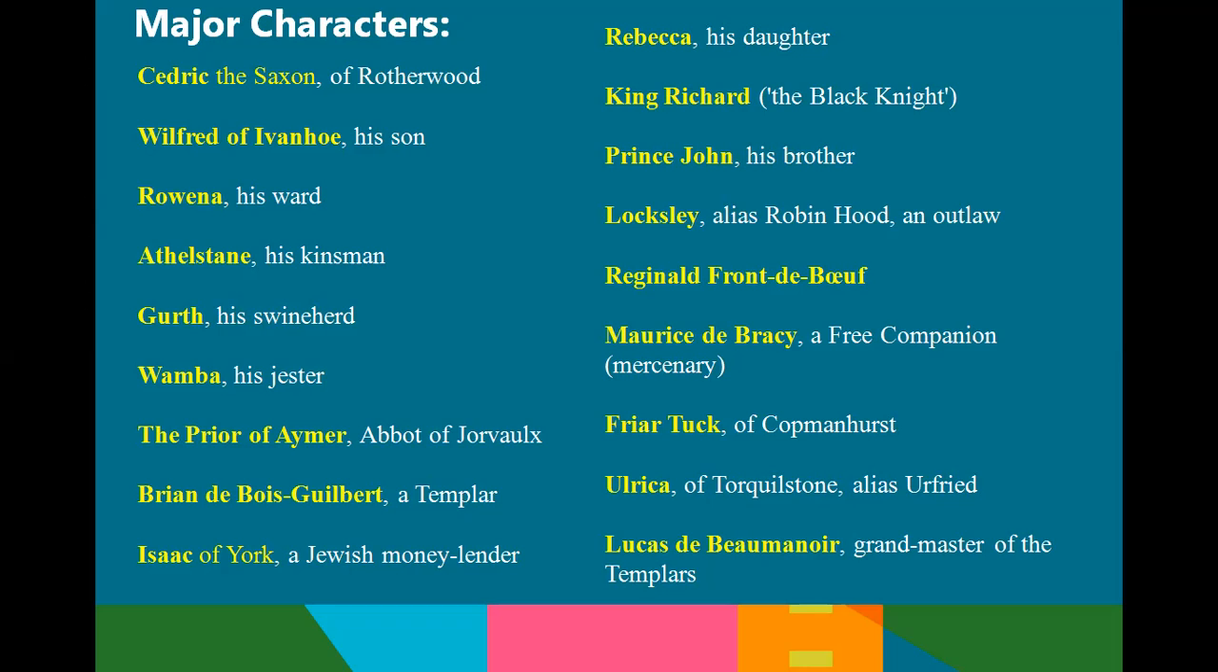Okay. The next character is Athelstan. Athelstan is also a high-born Saxon noble and Cedric's kinsman. And he is a pretender. Pretender here means he claims the crown of England, being a descendant, from his descent from the last Saxon king.